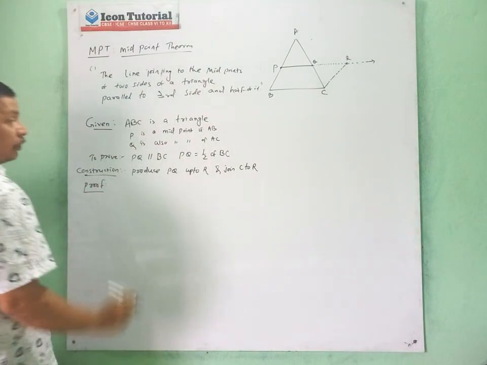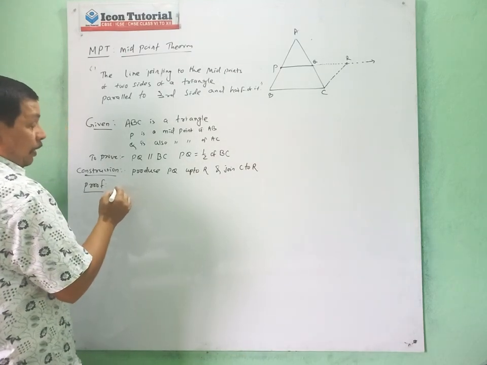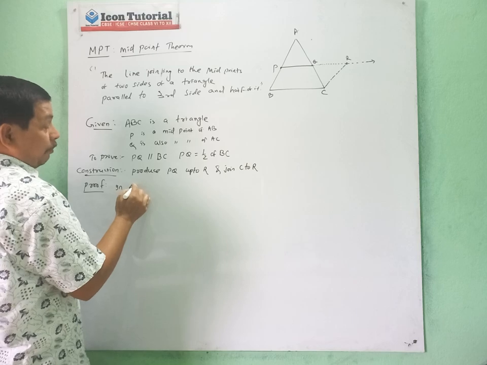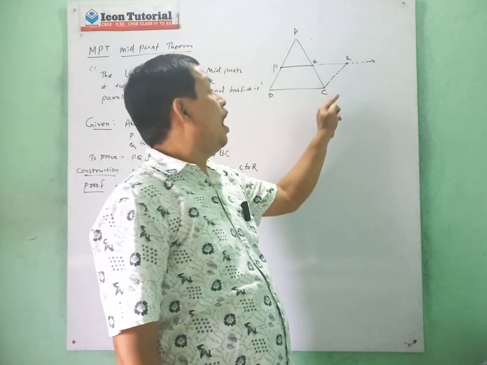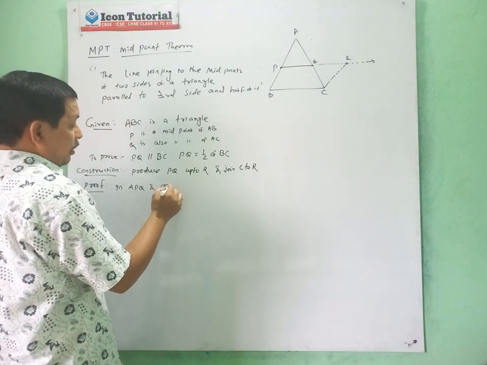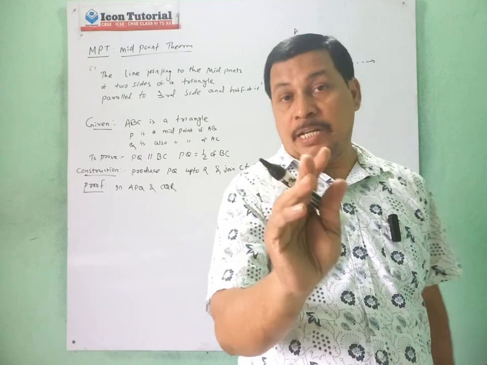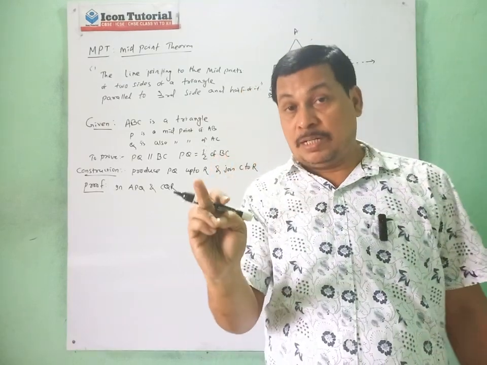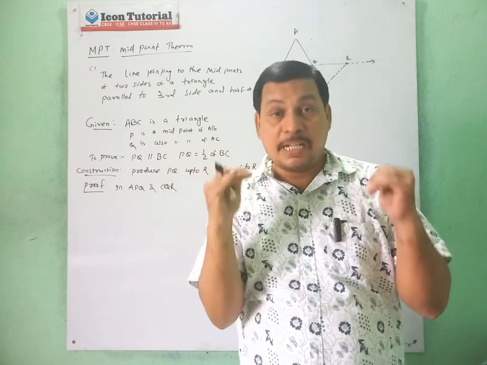Now proof. So what is proof? Now in triangle APQ and CQR, in triangle APQ and CQR. Okay, so please continue. Please stay here to watch the video up to the last, then you can understand the theorem very clearly.